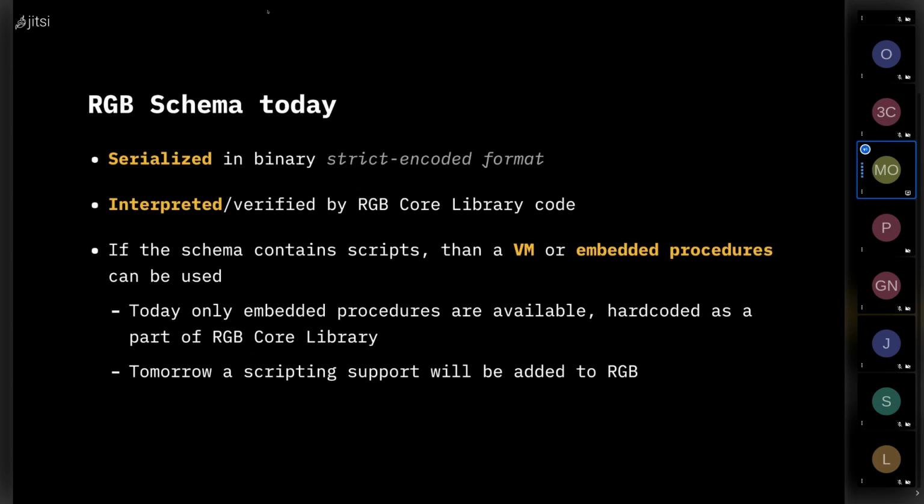What is strict encoded? Strict encoded is a format for binary encoding, which we had to create for the client-side validation world. So it's used everywhere in the RGB. It may be used in other client-side validation projects, which may happen one day. And it is used for serializing also schema, in addition to many others. The schema is interpreted and verified, or the RGB data is verified against the schema, by the RGB core library as code written in Rust. Basically, there is a verification part of the library which does all the verification.